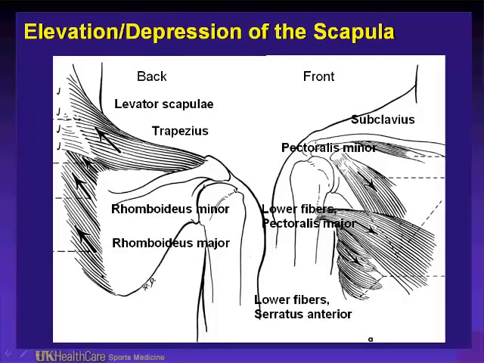Elevators and depressors of the scapula are shown. The chief elevators are the middle trapezius, levator scapula, and the rhomboids major and minor. The chief depressors are the latissimus dorsi and pectoralis major, lower part. There are also accessory depressors, as seen on the front view on the right side of the screen: serratus anterior, the lower part, pectoralis minor, subclavius, and the lower part of the trapezius.